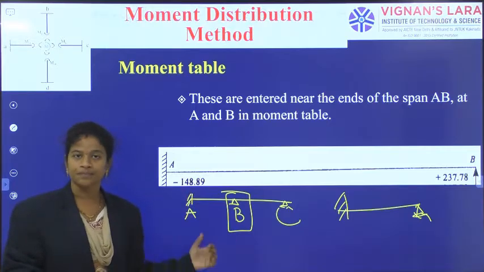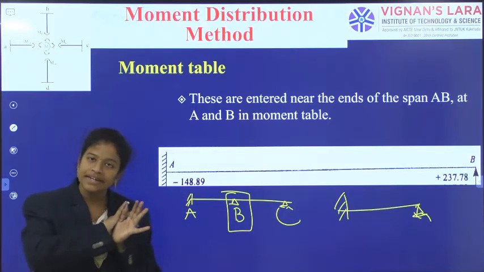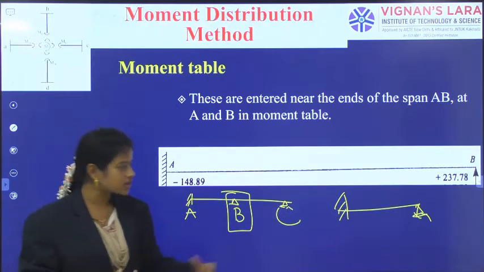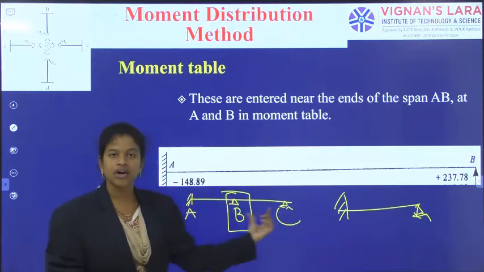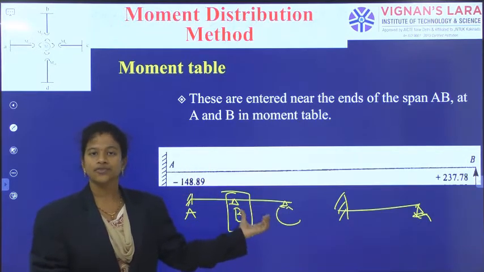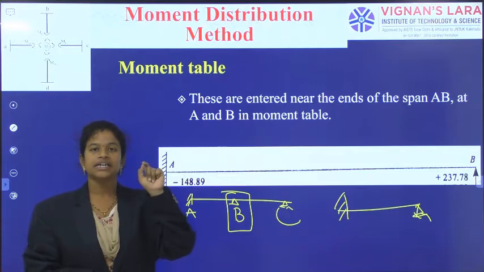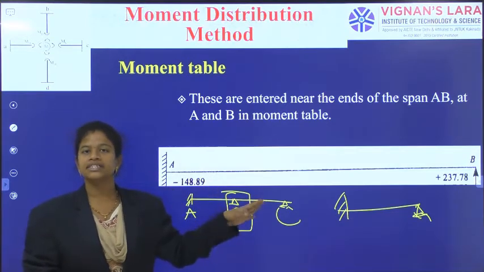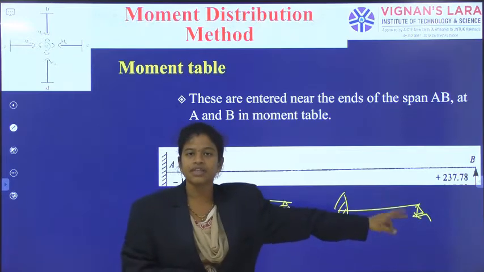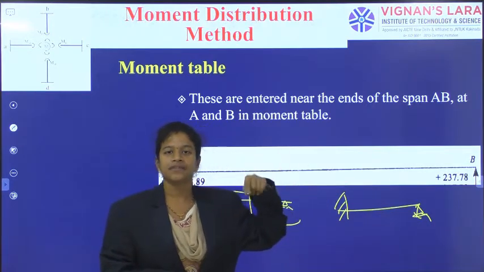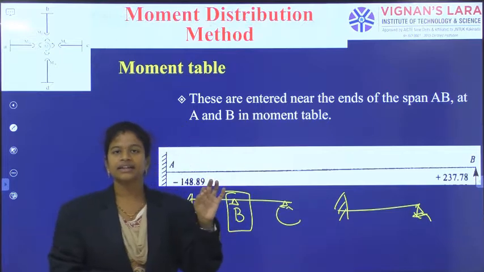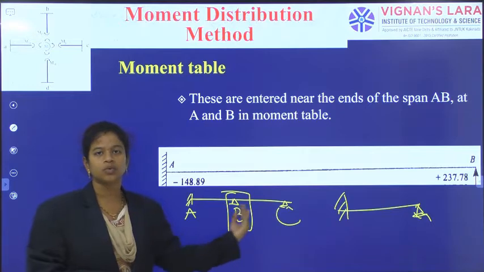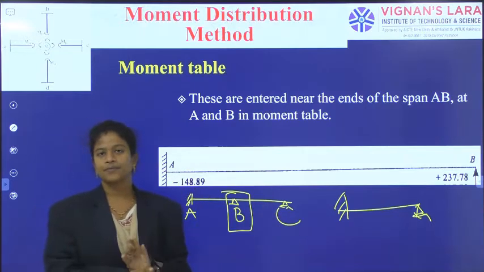For our problem, this step 2 is completely missing. Why is step 2 missing? Why is there no distribution factor? Because there is no intermediate joint like in a continuous beam. In the case of a continuous beam, calculation of the distribution factor is compulsory. Here we are skipping that step because there is no continuous beam and no intermediate joint. If there were an intermediate joint, I would have to calculate the corresponding distribution factors towards A and towards C.